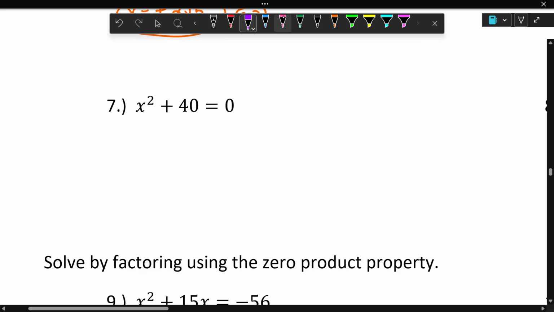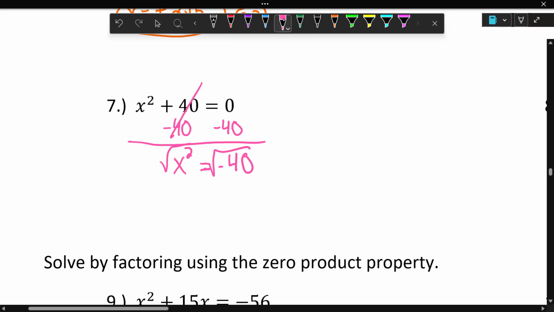All right, this next one will be pretty much the same. We got to subtract 40 so that we get the x squared by itself. And now we take the square root. So hopefully right now you're realizing, hey, my answer is going to have i in it. So x equals plus or minus the square root of negative 40. So let's simplify the square root of negative 40. Again, we'll deal with that negative in a second.